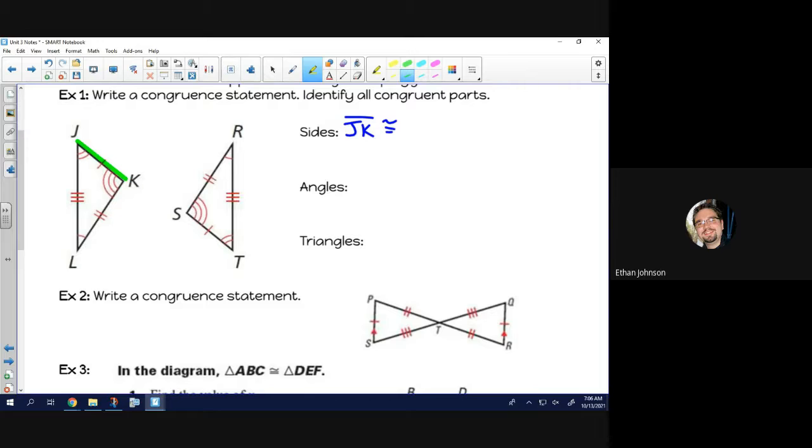Notice how J has 2 arcs, K has 3. For congruency statements, we need to match up the congruent parts in order. So going from the 2 arc to the 3 arc, that'd be T to S. So JK is congruent to TS.